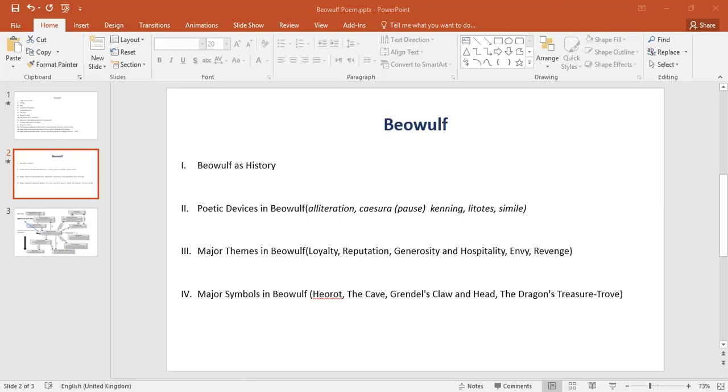Another device used in this poem is litotes, okay? Which is a figure of speech in which a positive statement is made by the negative of its opposite. So it is a form of understatement. We might say, for example, Abraham Lincoln was not too bad a president. Okay, it means he was a good president. So it is called litotes.